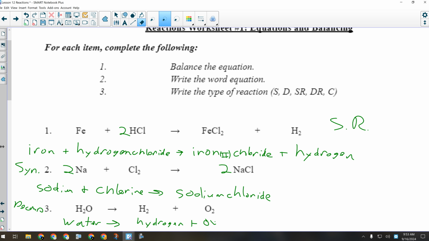All right, hydrogen plus oxygen. Okay, biggest number is 2, agreed? But the hydrogen's already balanced, so I should probably balance oxygen. Okay, so put a 2 there to balance the oxygen and a 2 there to balance the hydrogens, and now the reaction is good. Okay, questions on that?